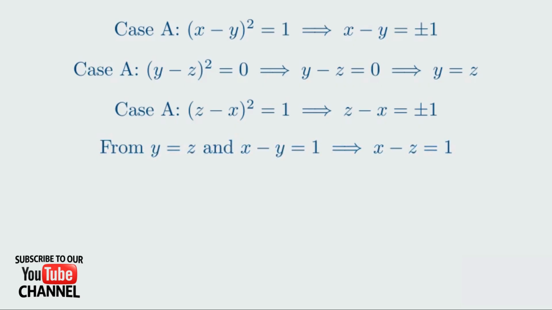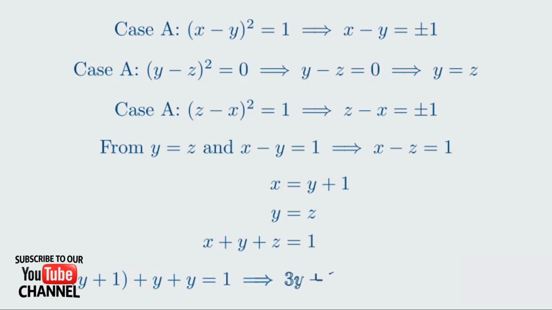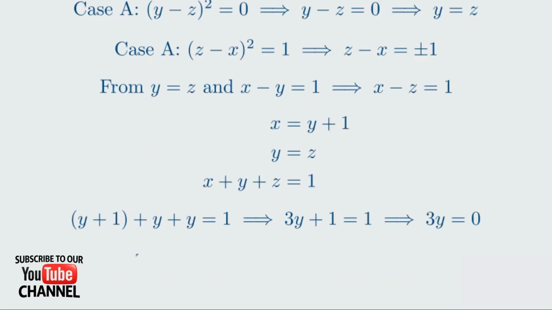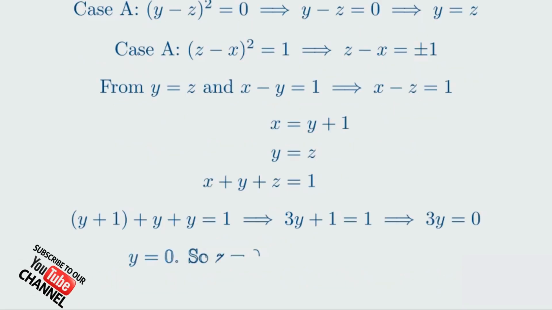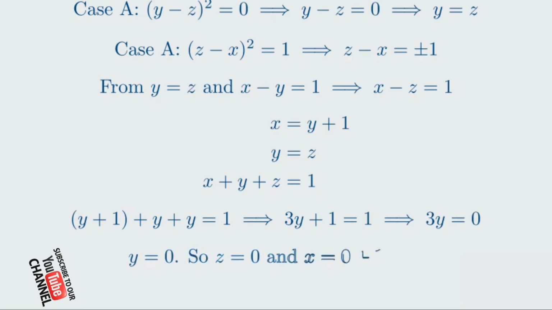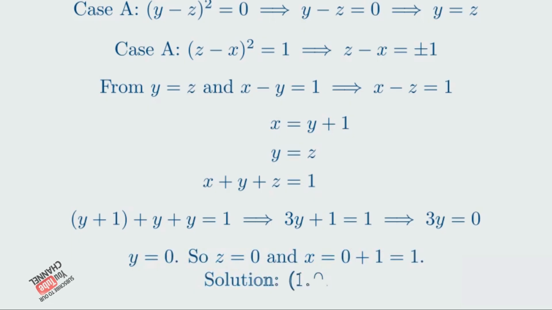Now we combine this with our first equation from the system, x plus y plus z equals 1. We have x equals y plus 1, and y equals z, and their sum is 1. Substituting, we get y plus 1 plus y equals 1, which simplifies to 3y plus 1 equals 1, or 3y equals 0. This gives us y equals 0. Since y equals z, z is also 0. And since x equals y plus 1, x is 1. This gives us the solution (1, 0, 0).